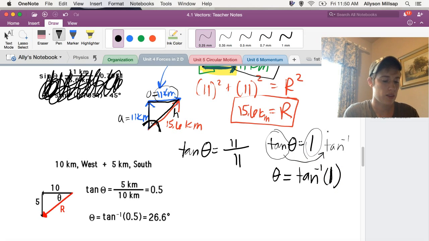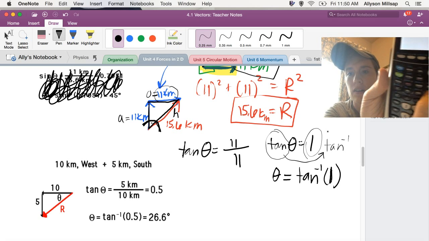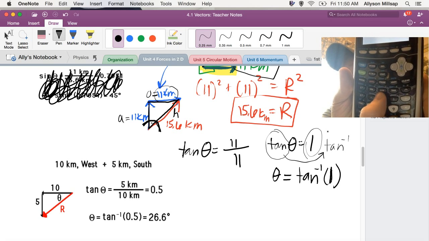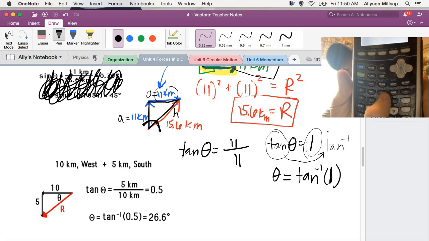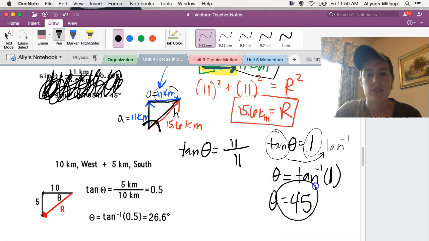So I open up my calculator, and you should see a tangent, a cosine and a sine, and then right above it is the inverse. The inverse of tangent, the inverse of cosine, and the inverse of sine. So I'm going to press second and inverse of tan, and I put in 1, close my parentheses, and I get 45. So my angle is 45. Okay, it's a 45-degree angle.